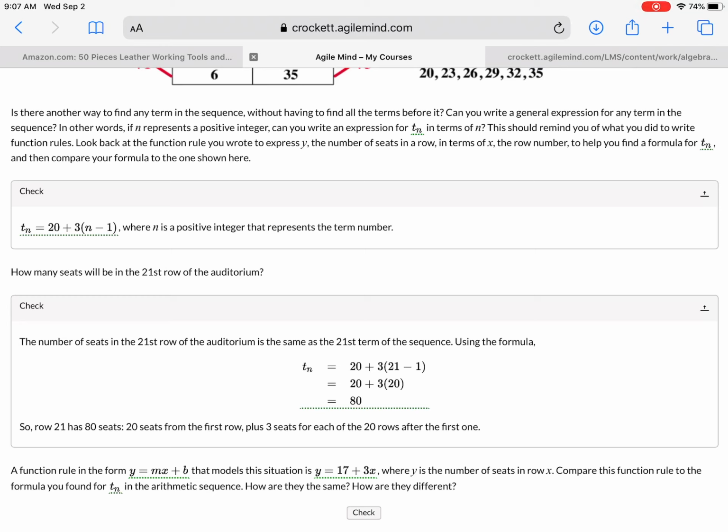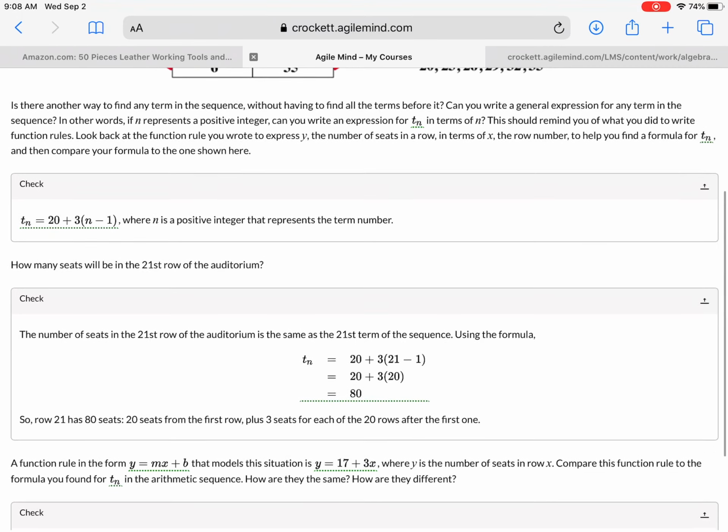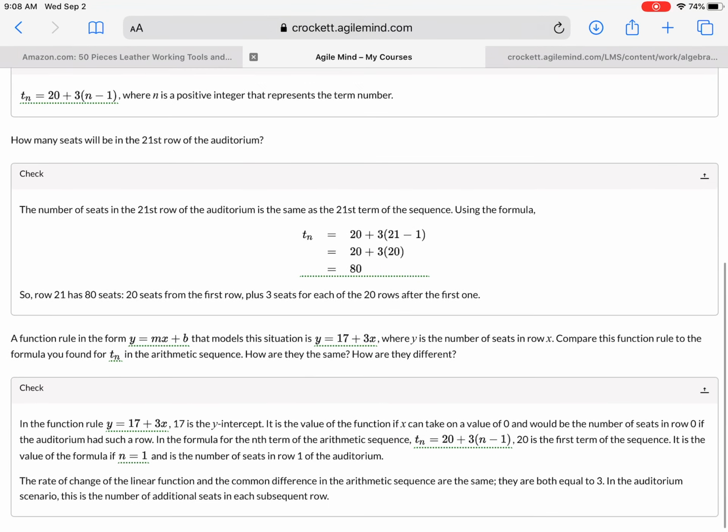All right, at the bottom, it says a function rule in the form of y equals mx plus b, which is what we just did on number 4 too, which is slope-intercept, models the situation, y equals 17 plus 3x. I believe we wrote it as 3x plus 17, but it works out the same way, okay? So, compare the function rule to the formula that we just did. How were they the same and how were they different? So I'm going to hit check. Okay? If you look, it shows both formulas.